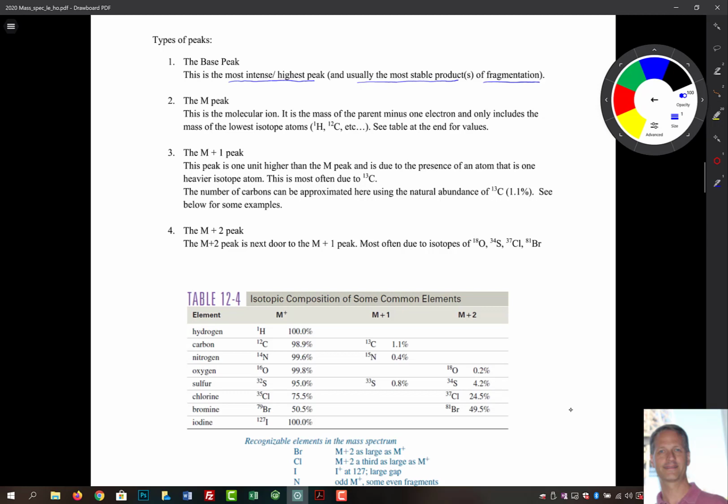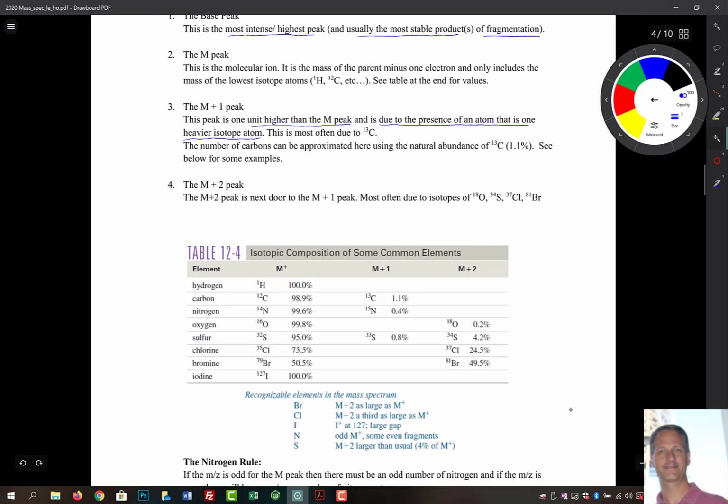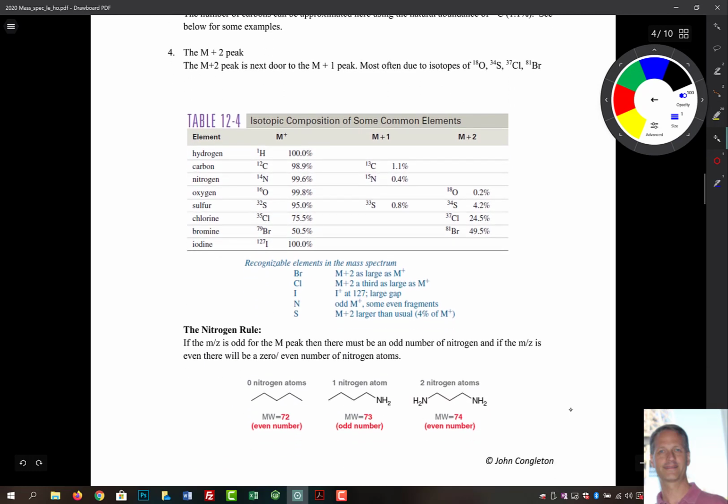You have your M plus 1 peak. Now that's 1 unit higher than the parent peak, or your molecular ion. And remember, it's due to the presence of an atom that is one heavier isotope than carbon usually. So it's usually carbon 13 that we're looking at for that, generally speaking. And then the other one that I wanted to point out to you guys here too is this M plus 2 peak. So the M plus 2 peak is something that we always have to look at.